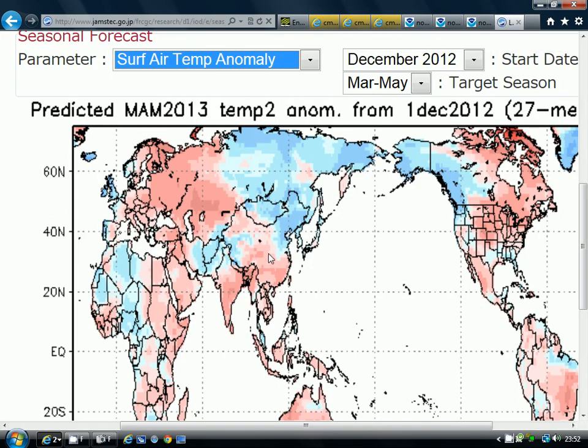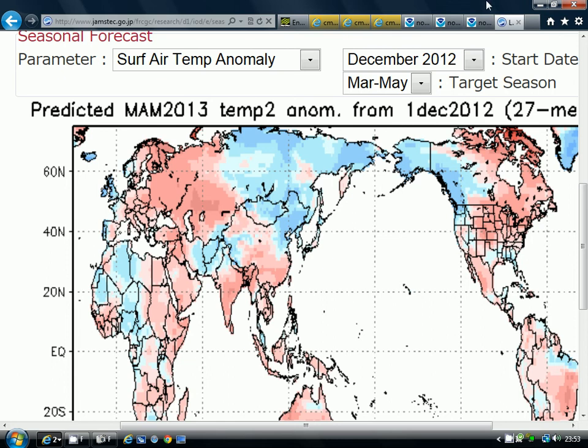Finally, have a look at the Jamstec IOD model. This is the last model we can look at for this first seasonal video for the spring of 2013, and the model is going for a colder than average spring here for the British Isles. It's been consistently going for a colder than average winter for the British Isles. It's still going for it this month, December, but for spring it's going for a colder than average spring here for the British Isles.